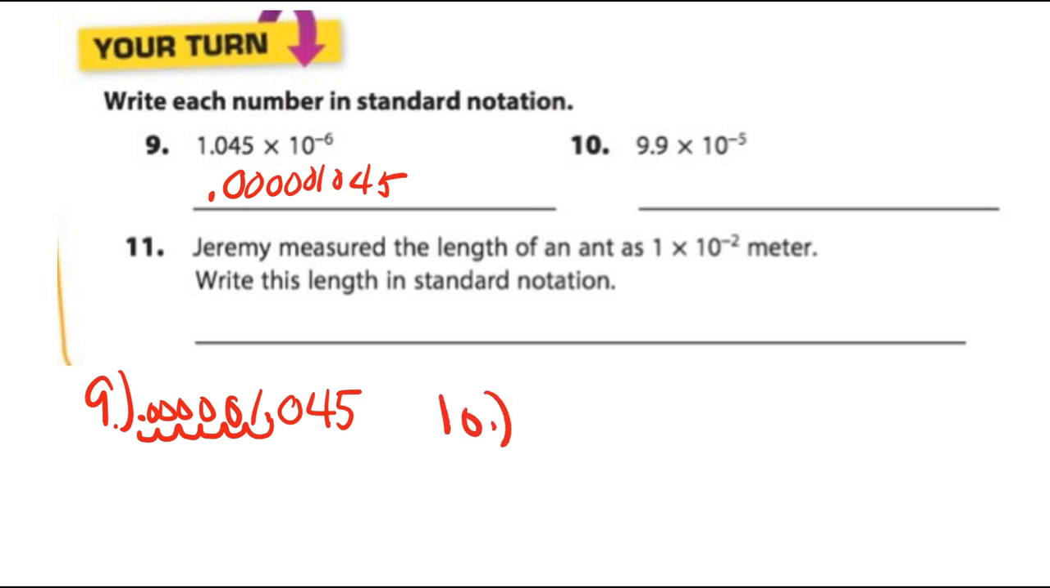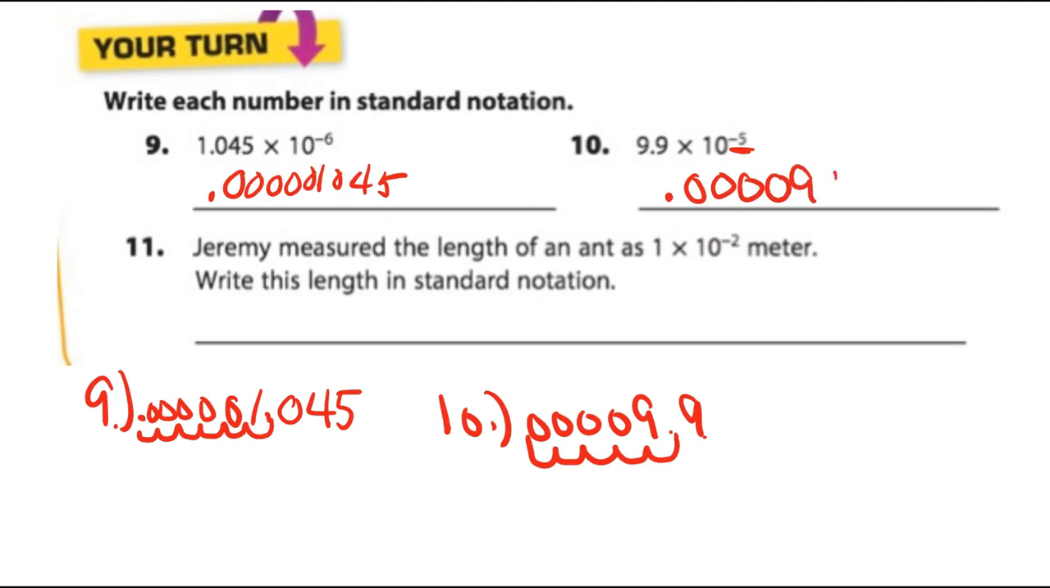It's really the same process repeating over and over again. So we start with 9.9. This time we want to move it 5 spaces to the left because it's a negative 5. 1, 2, 3, 4, 5. Fill in with zeros. I get 0.000099.